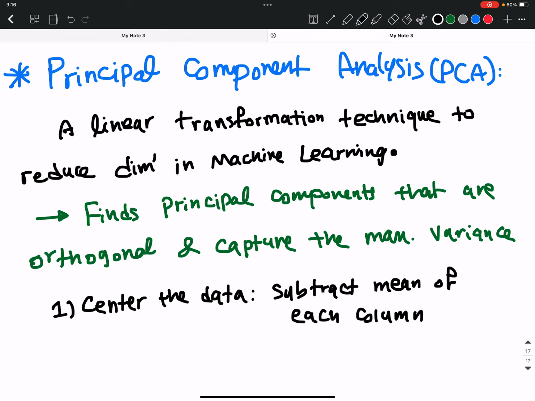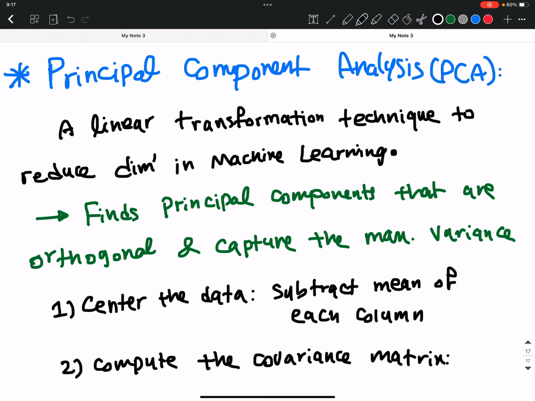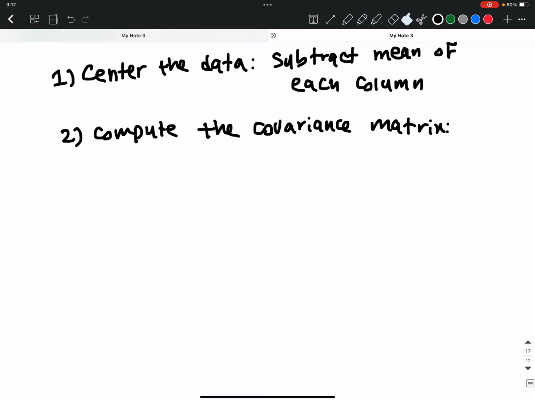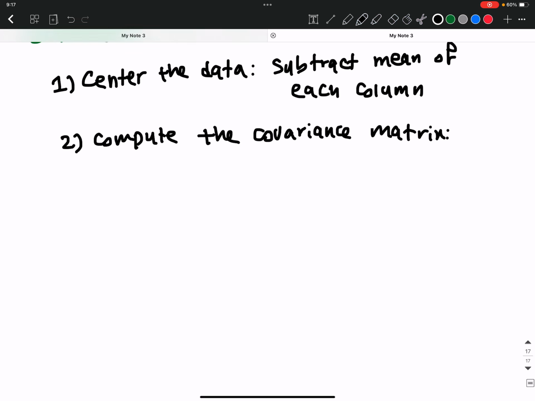Second step, you compute the covariance matrix. What is the covariance matrix? Let's go through that. So the covariance matrix is as follows. Imagine you have X, which is a matrix of n by p, where n is the number of samples that you have.